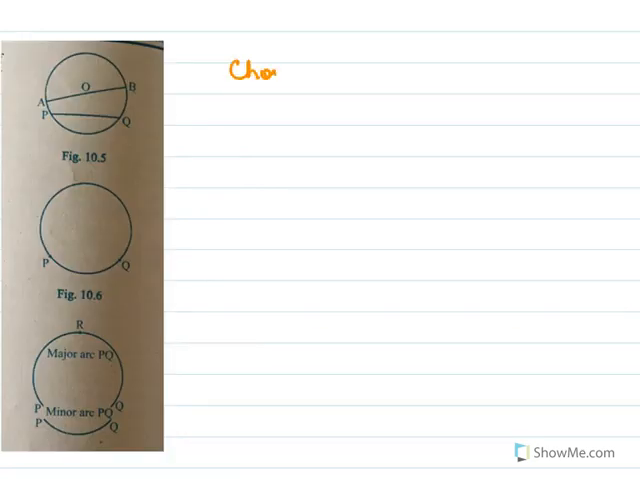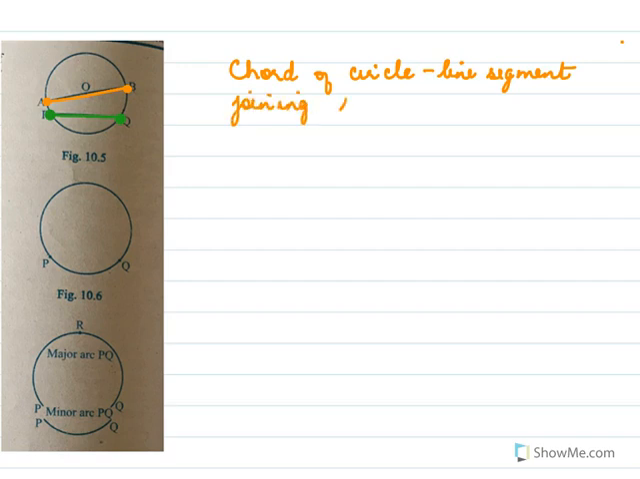Now we define the chord of a circle. To draw the chord of a circle, first we take 2 points on the circle, like A and B are 2 points on the circle, and we join them. So this line segment is a chord of the circle. Now here again we take 2 points, say P and Q, and then we join PQ, and that will be the chord of the circle. So a chord of the circle is a line segment joining 2 points on the circle.